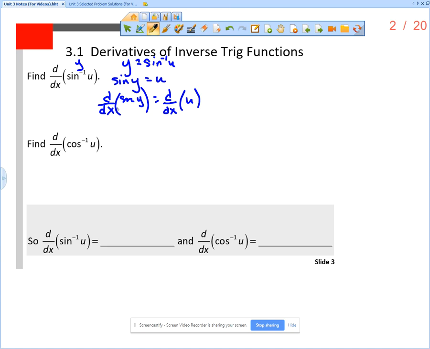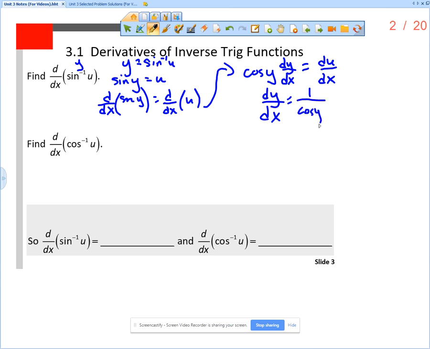Well, on the left side, what is the derivative with respect to x of the sine of y? Remember, the derivative of sine is cosine of y, but then times dy dx, don't forget about the chain rule, equals, on the right side, just du dx. Now, what did I want to find? Look over here on the left, dy dx. So I'm going to divide by cosine of y. So dy dx is equal to 1 over the cosine of y times du dx.